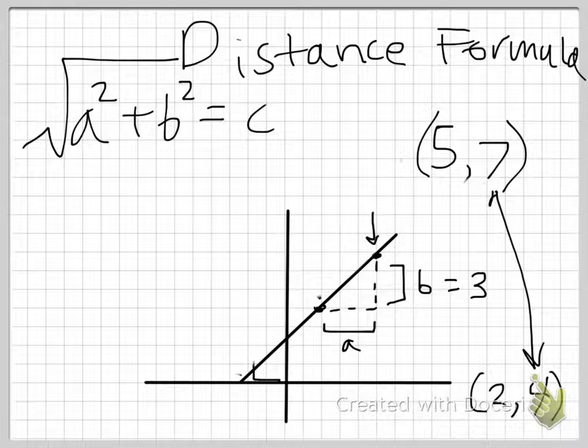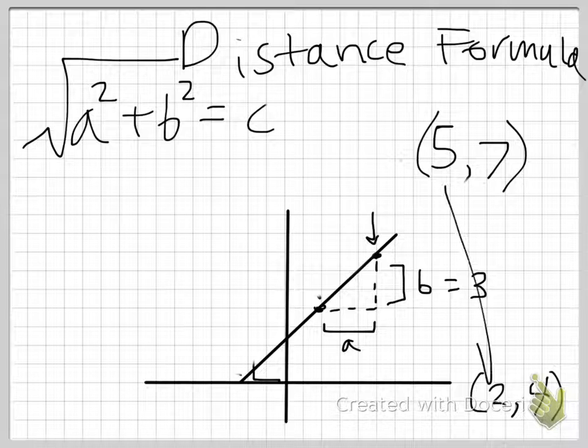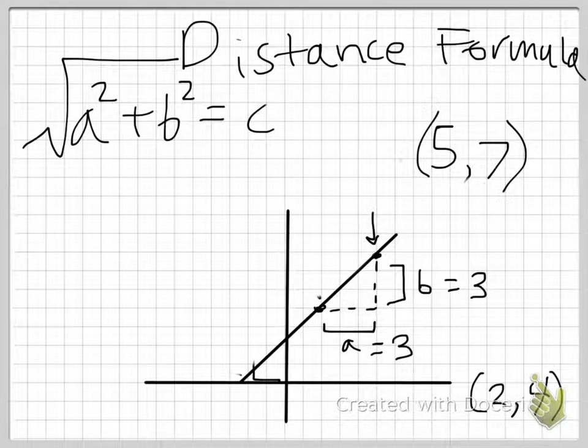See that? It's kind of like slope. Slope is the difference between the two y-coordinates over the difference between the two x-coordinates. Now a is the same thing, except it's the difference between the two x-coordinates, so it would be 5 minus 2, which is 3. In this case, a and b are the same. So this is c, which is the hypotenuse.